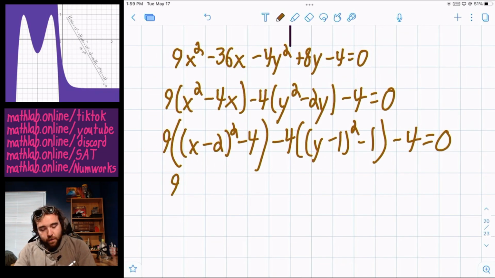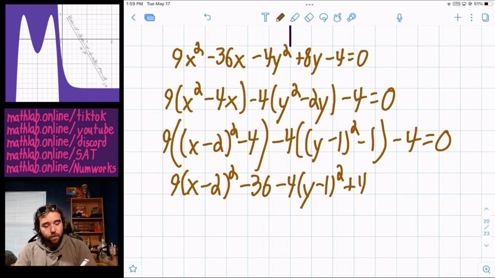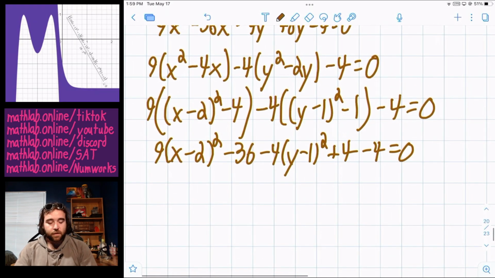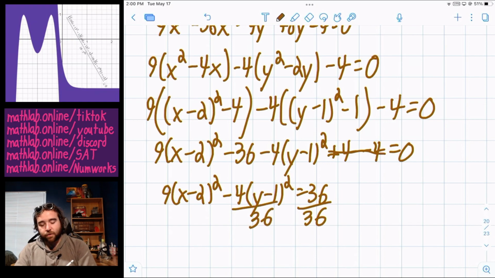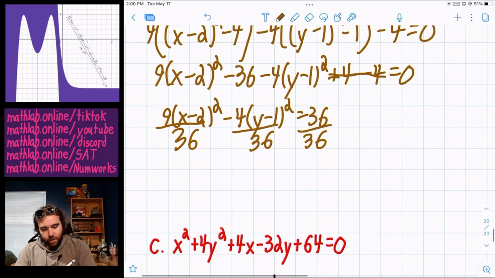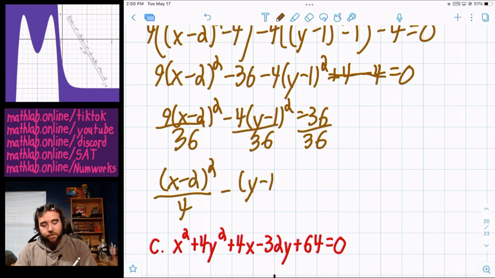So now we distribute the 9. So it's 9 times (x minus 2) squared minus 36 minus 4 times (y minus 1) squared plus 4 minus 4 equals 0. So now we combine the numbers. Those cancel. We have 9 times (x minus 2) squared minus 4 times (y minus 1) squared equals 36. And we divide everything by 36. So it's (x minus 2) squared over 4 minus (y minus 1) squared over 9 equals 1.